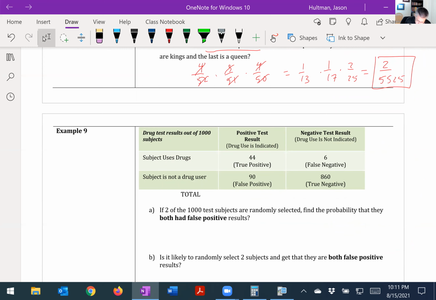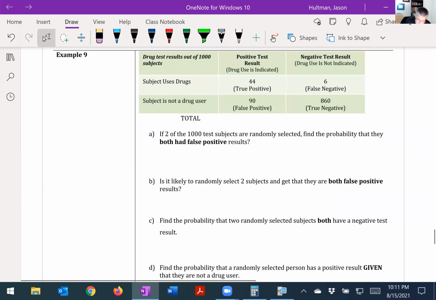Okay, example 9. Drug test results out of 1,000 subjects. Subject uses drugs. We kind of saw this before. This is the same one that we had before. So let's see if we can answer some different types of questions here. If 2 out of the 1,000 test subjects are randomly selected, find the probability that they both had false positive tests.